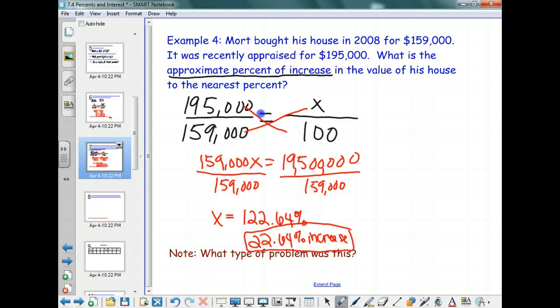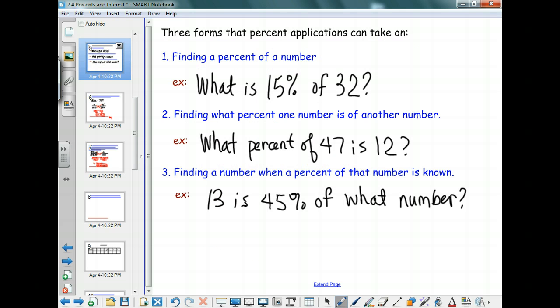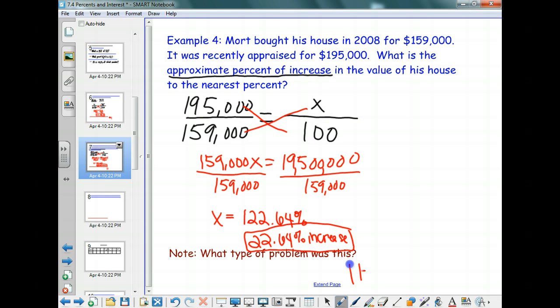And it wasn't quite. What type of problem is this? Somebody said it. Number 2. Number 2 is the only one that asks you for a percent. It doesn't give it to you, right? So this is an example of problem number 2. All right, we've got one more.